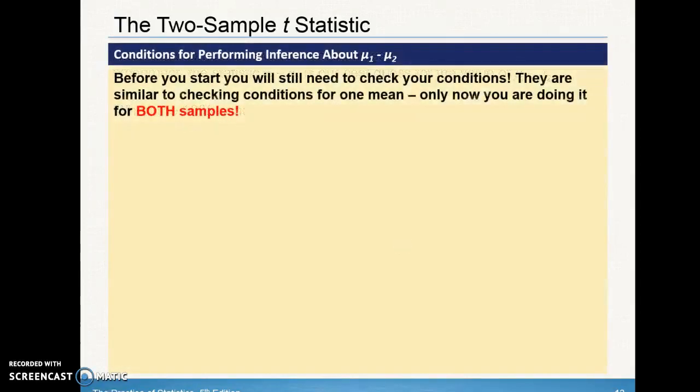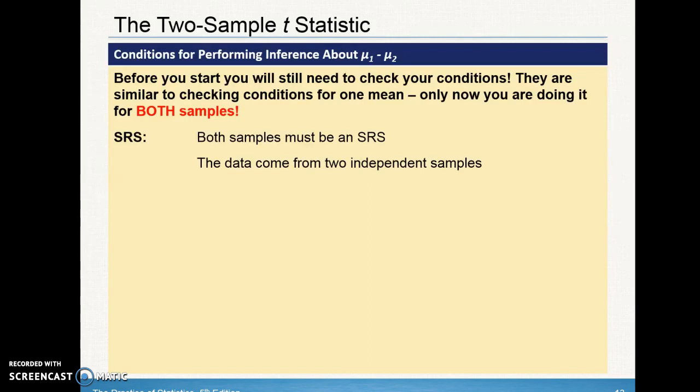Now, conditions for whenever we're talking about a two-sample test statistic T. Most of the time in real life, we're not going to know the population standard deviation, so we are going to take a look at the test statistic T more often than the test statistic Z. Before you start to do any questions with a two-sample test statistic T, you must make sure that you're checking the conditions. And the tricky part here is you're not just doing it for one sample, you're doing it for two samples.